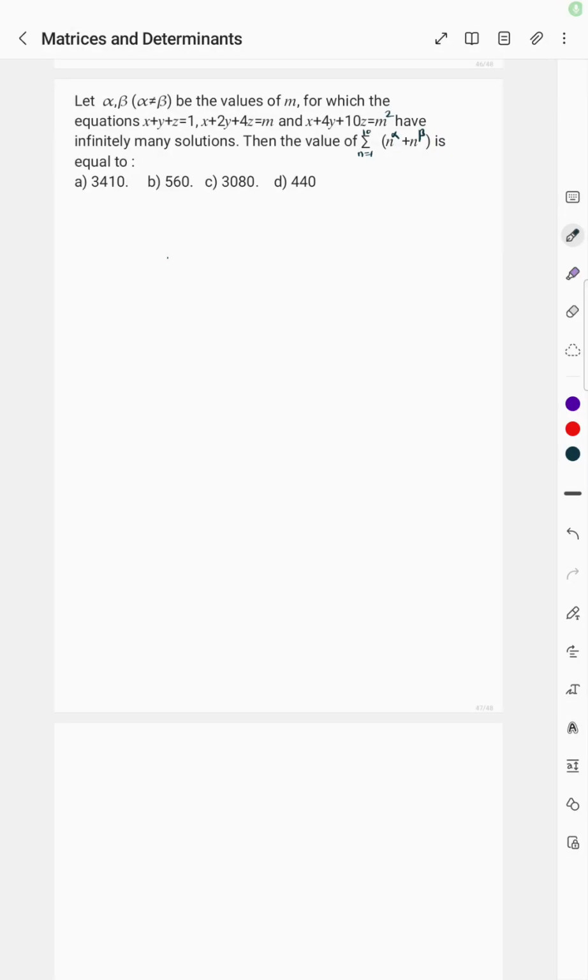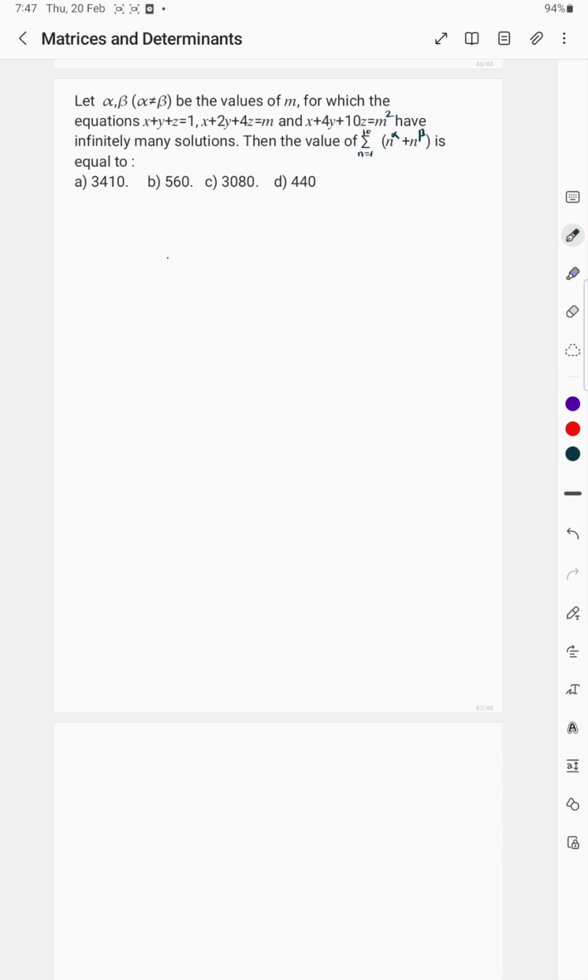Let's solve this question today. The question says, let alpha, beta be the values of m for which the equations x + y + z = 1, x + 2y + 4z = m, and x + 4y + 10z = m² have infinitely many solutions.